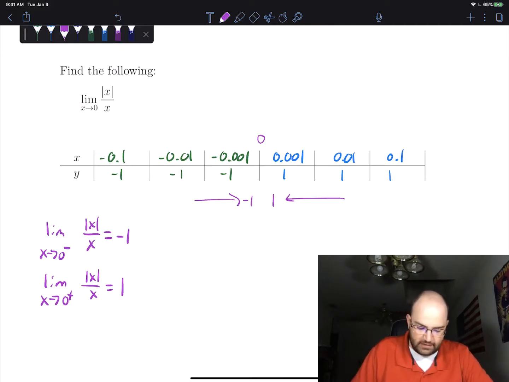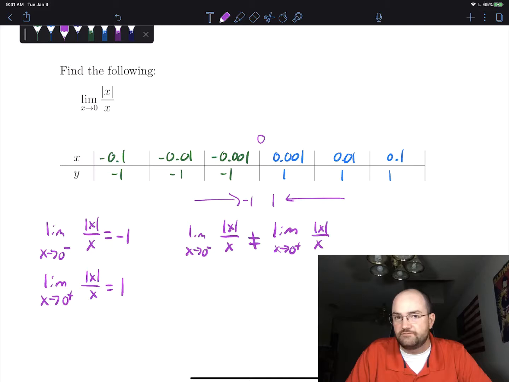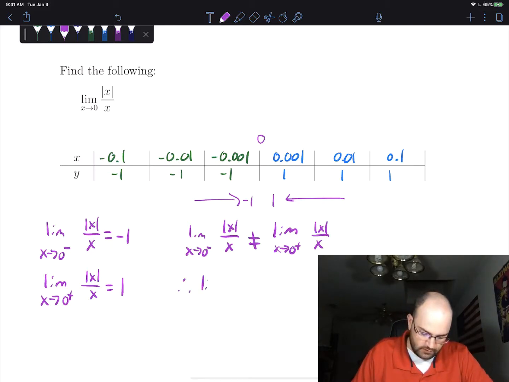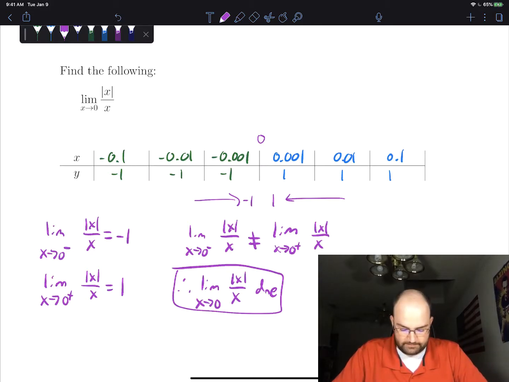But notice that that's telling me that the limit from the left-hand side is not the same thing as the limit from the right-hand side. And that's telling me that the limit here does not exist. Therefore, the limit as x approaches 0 of the absolute value of x over x does not exist. And there you go.